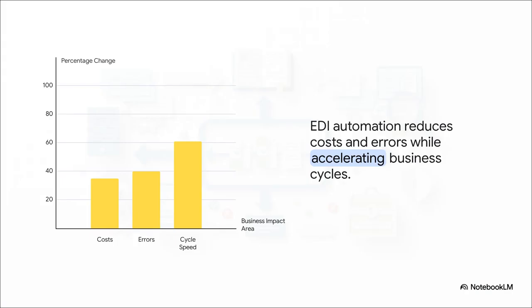They are huge. I mean, just look at these numbers. Costs get slashed by 35%. Errors? Those pesky manual keying mistakes? They plummet by 40%. And the whole business cycle? It gets faster by more than 60%. It is no wonder companies have built their entire supply chains on this technology.